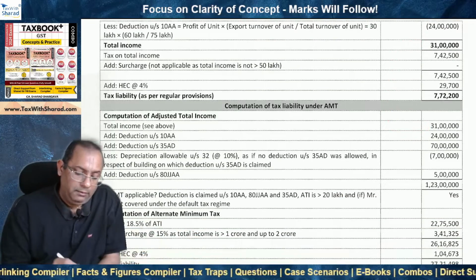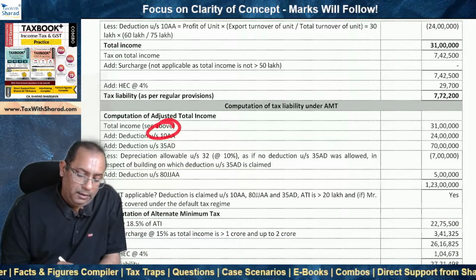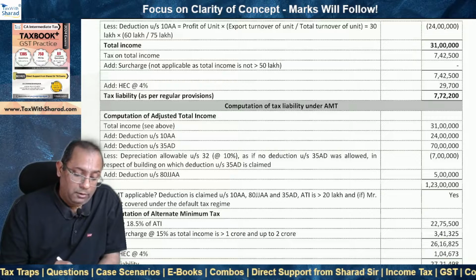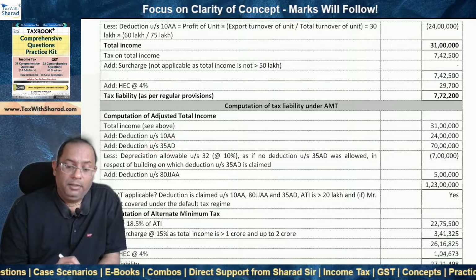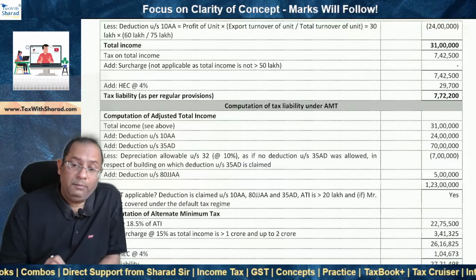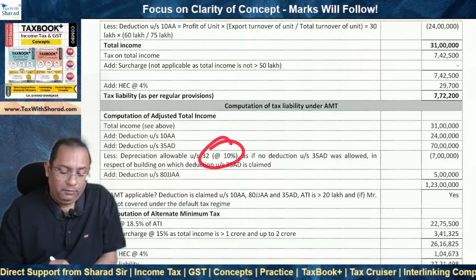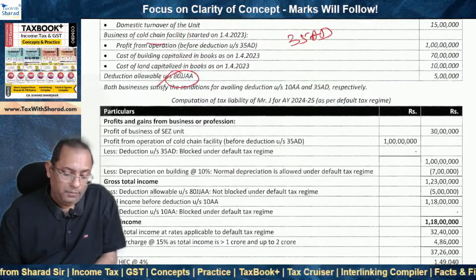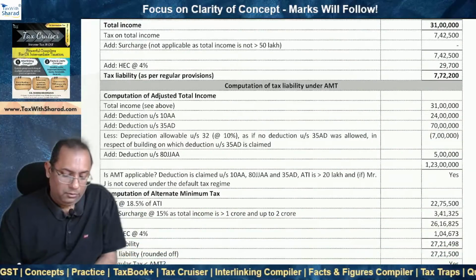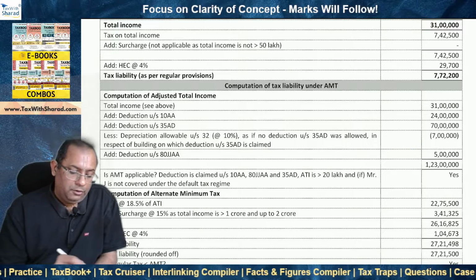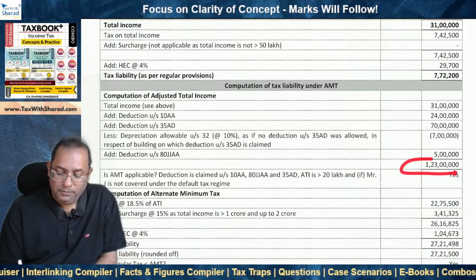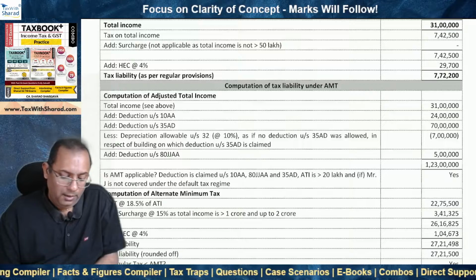We start with this and then we add back what? 10AA, 35AD and 80JJAA. But as we noted earlier also, if we are adding back 35AD, in lieu of 35AD, we should allow depreciation otherwise allowable under section 32, on building, not on land. It is not allowable on land, at the rate of 10%. So building was 70 lakhs, so 10% means 7 lakh. So we reduce depreciation at 7 lakh. So total income, add 10AA, add 35AD, less depreciation, add 80JJAA, and this comes to 1 crore 23 lakh.